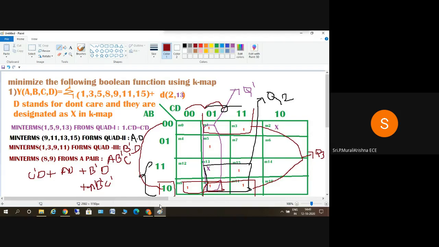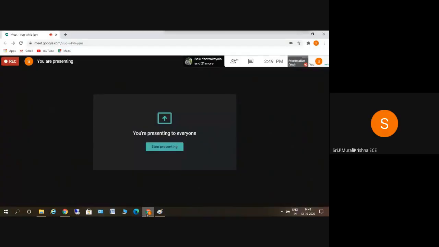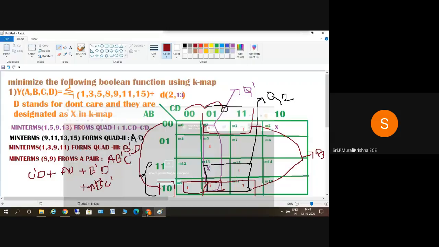Clear? Yes, sir. Any doubts? No, sir. Okay. So when you are using don't cares, we may include them in the grouping or we may not include them. So we will not care about it. Whenever it is essential only, we'll use them, or else we'll not care about them. So we'll let go. We'll not use them in the final sum.